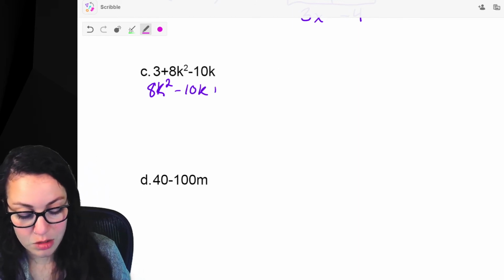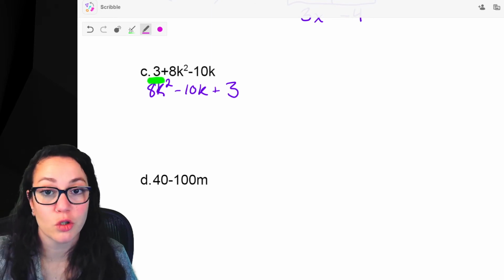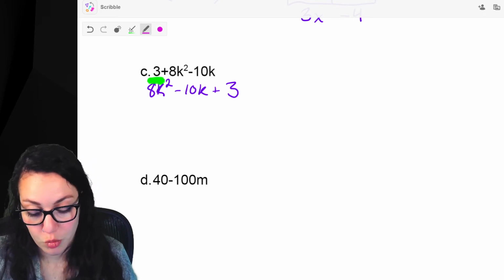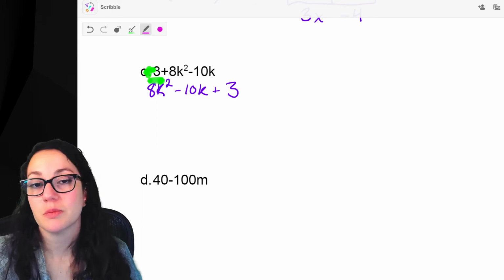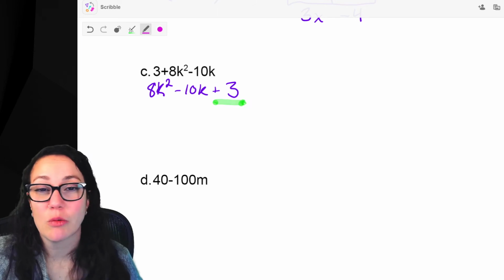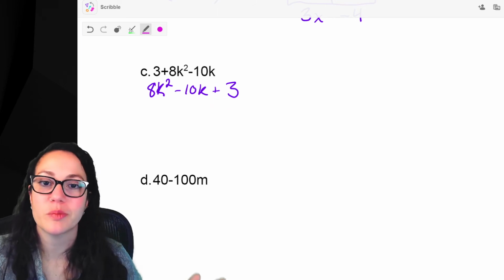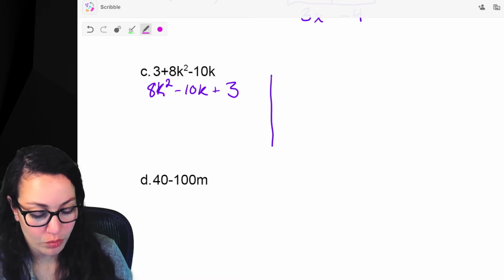And then last but not least, we have a constant of positive 3. So the 3 was first in the original expression, which is why there's not a plus sign in front of it, but it's a positive 3, so that's why we're adding it. Technically speaking, you don't have to rearrange it like this. You can go straight to your area model, but I think it will help to just have everything look the way we're used to.